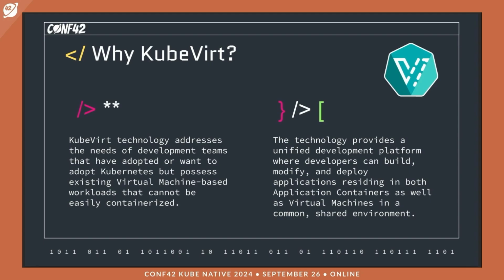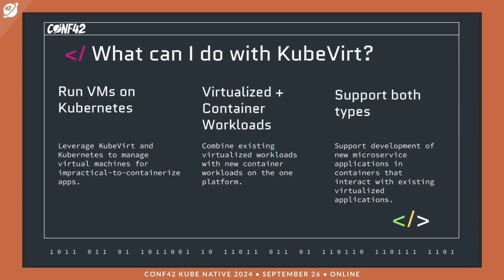KubeVirt allows you to manage both containers and VMs within a single Kubernetes platform. So instead of managing a separate infrastructure for VMs and containers, KubeVirt provides a way to unify your workloads. This is especially helpful for teams in transition, the ones that are moving from VMs to containers, or for those who want to mix both types of workloads for flexibility. You can run traditional VM-based applications while modernizing other parts of your stack with containers, and they can all run under the same orchestration layer. But what do you think you can actually do with KubeVirt?